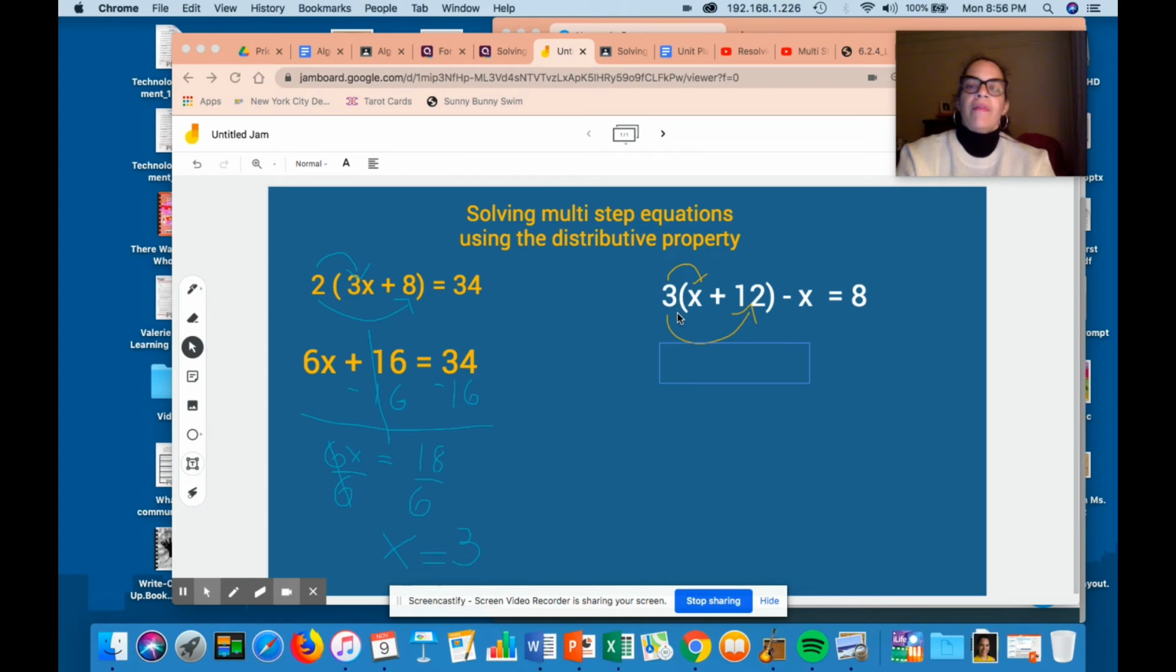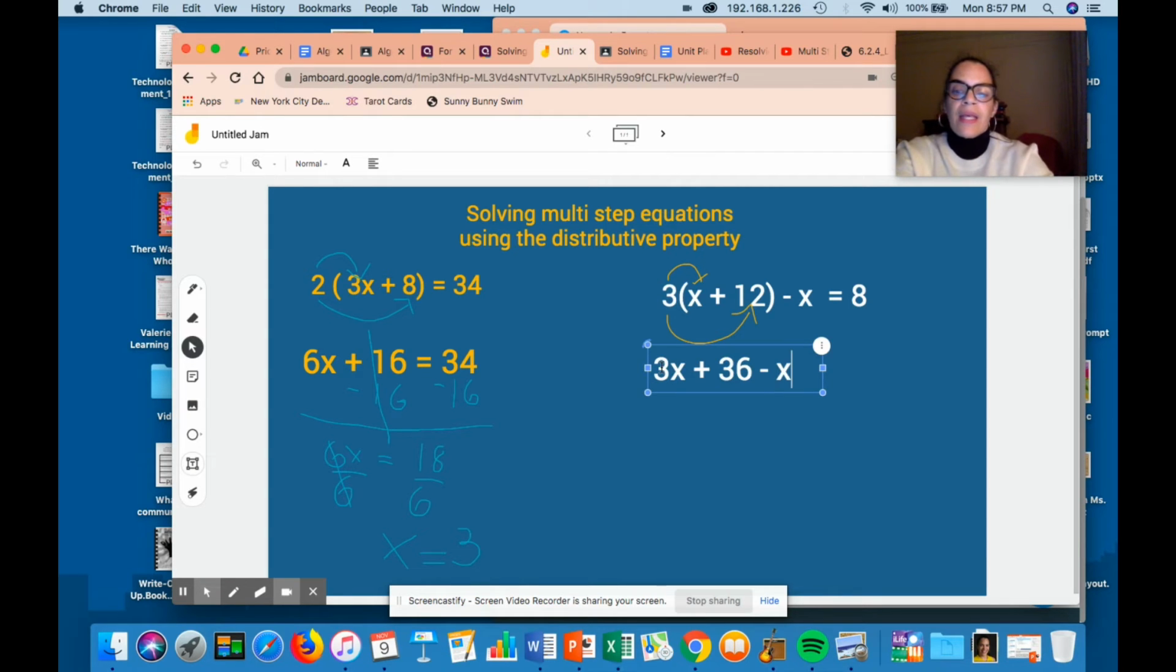So this one that we have here, it's 3. And then in parentheses, x plus 12, minus x equals 8. I already drew the arrows of what I need to do next, which is distribute the 3 with what's inside the parentheses. So let's start bringing stuff down. We have 3 times x is 3x, plus 3 times 12 is 36. So we write that plus 36, and then we have a minus x equals 8.